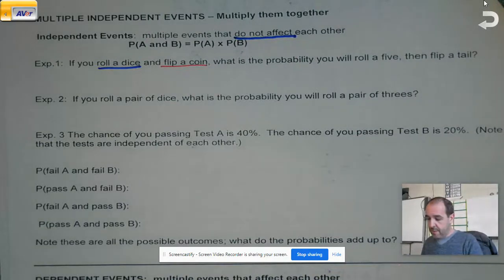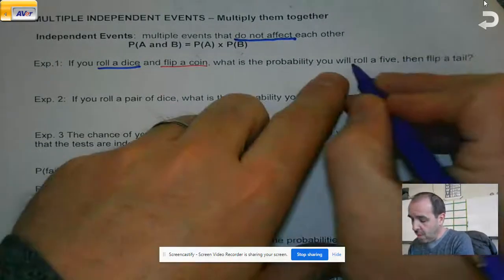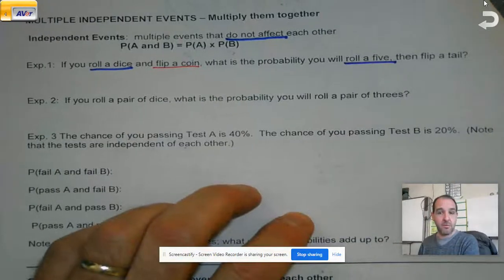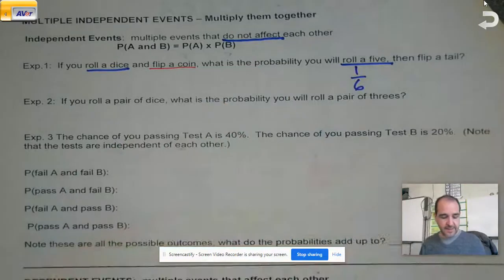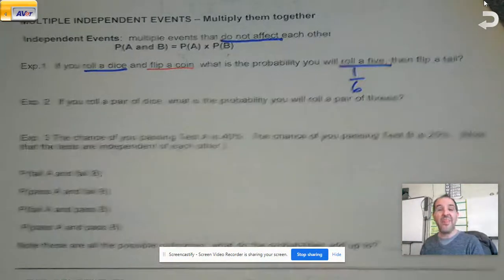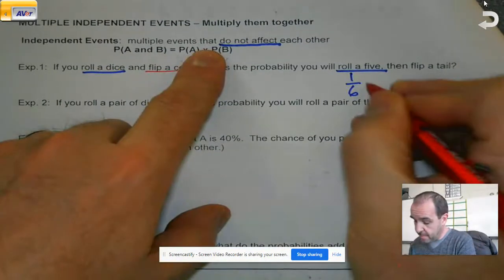So let's read this out. What's the probability you will roll a 5? Okay, think about a die. There's 6 sides. One of them has a 5. Then we're going to multiply.